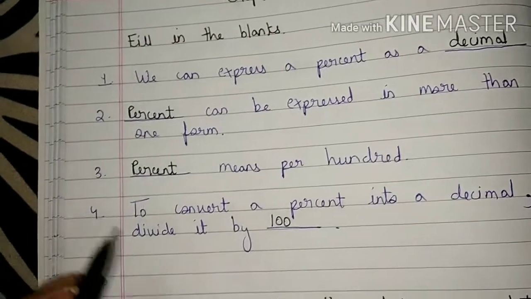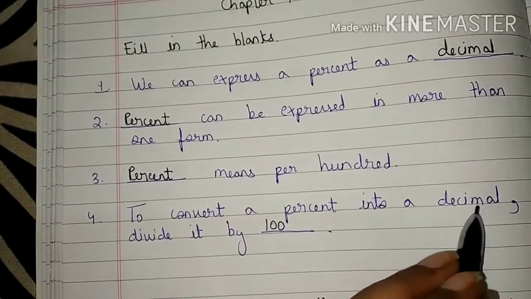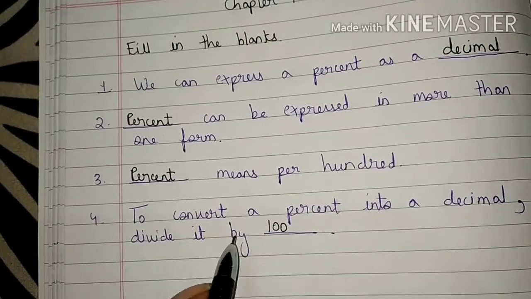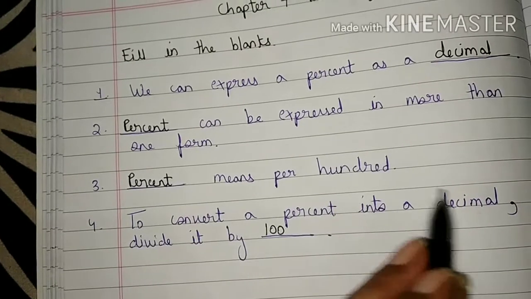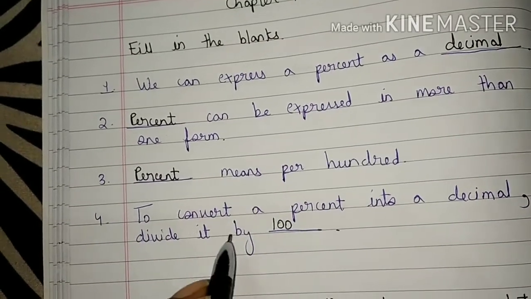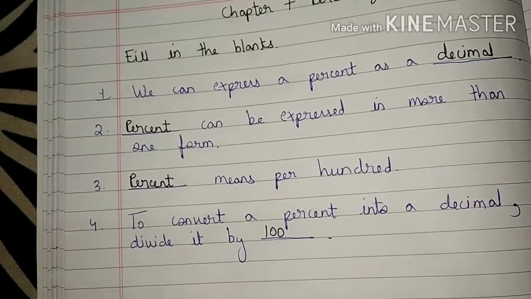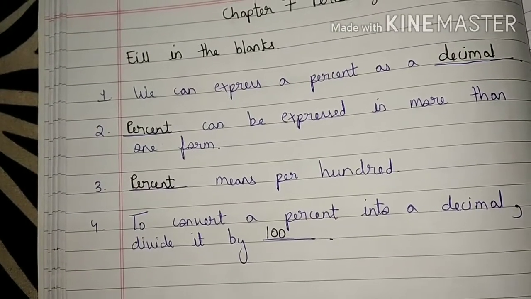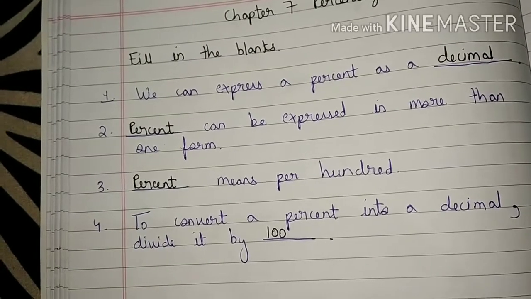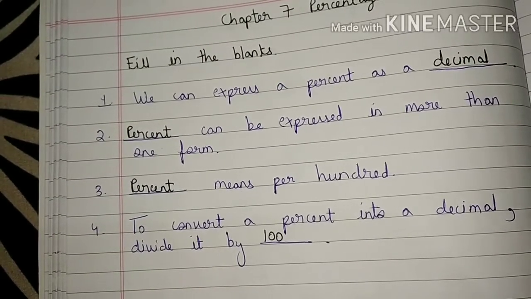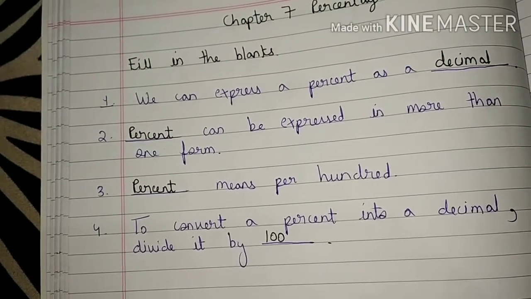Now students, come to question 4. To convert a percent into a decimal, divide it by dash. To convert a percent into a decimal, divide it by 100. Students, when you are going to convert a percent into a decimal, you always divide the given number by 100 and then remove the sign of percentage.